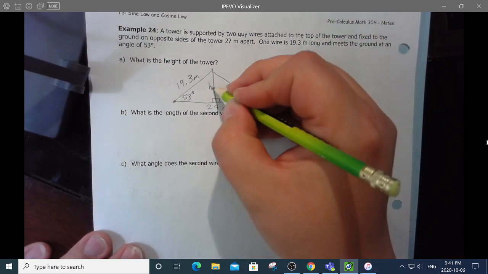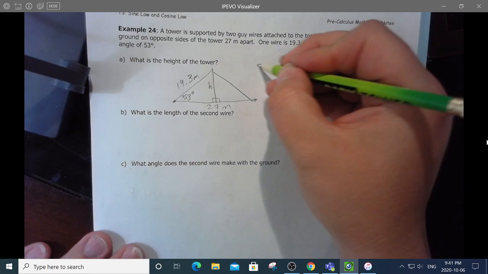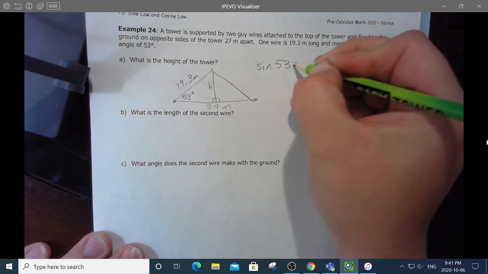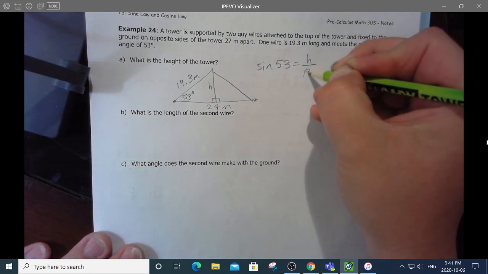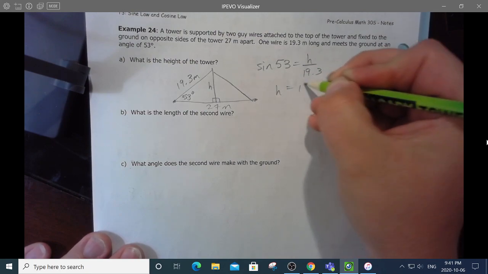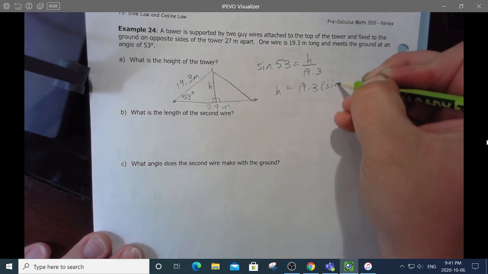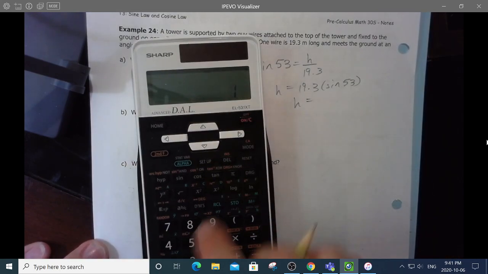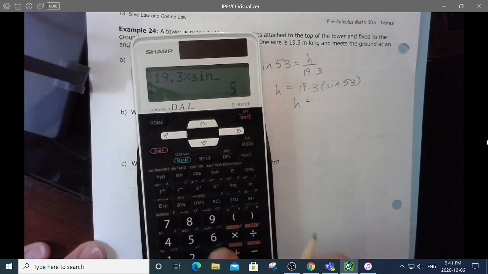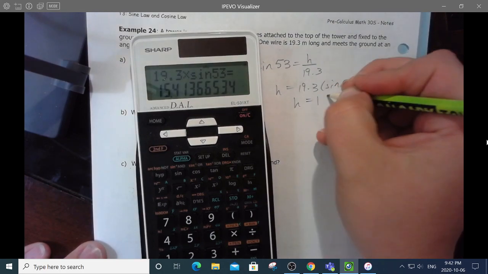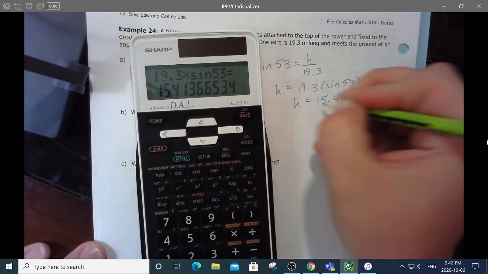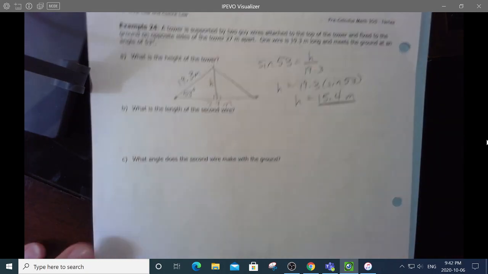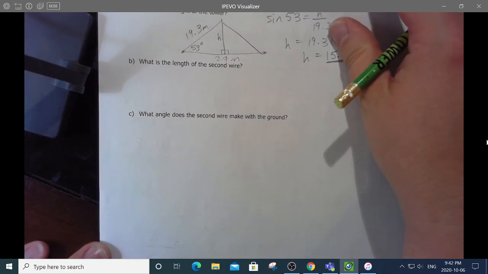So height would be opposite. That's hypotenuse. The sine of 53 is opposite over hypotenuse. Height is 19.3 times the sine of 53. Height is 15.4 meters. Sweet. What's the length of the second wire?